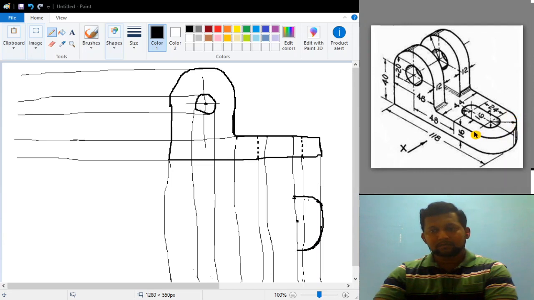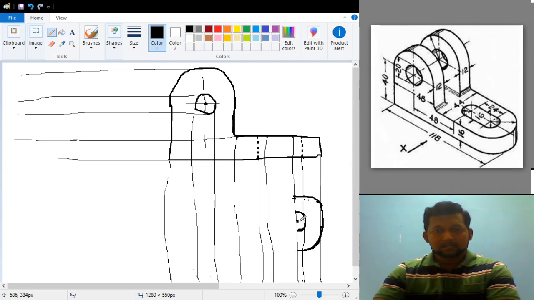I have just completed this portion, and inside that, from this center, what is this smaller radius? This smaller radius is nothing but 8 mm. That means this total distance will come as how much? This total distance should come as 16 mm.